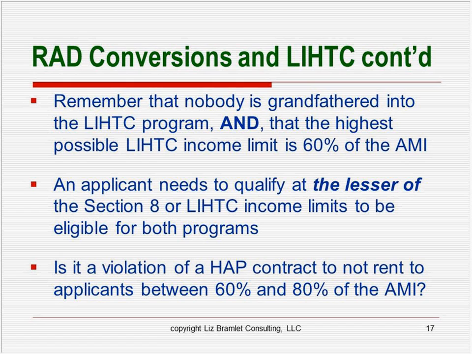Very important. Nobody is grandfathered into the tax credit program. And remember that the highest possible tax credit income limit is 60% of the AMI. So definitely possible to have residents at these projects going through RAD conversions who will not tax credit qualify. The public housing income limit that these people originally qualified under was 80% of the AMI. So you certainly have public housing tenants who convert over to PBRA Section 8 who do not tax credit qualify. Either they could be over the income limit or maybe they're not in compliance with the tax credit student rule.